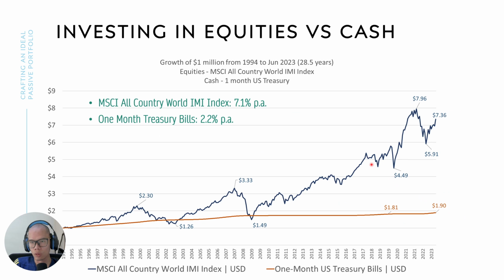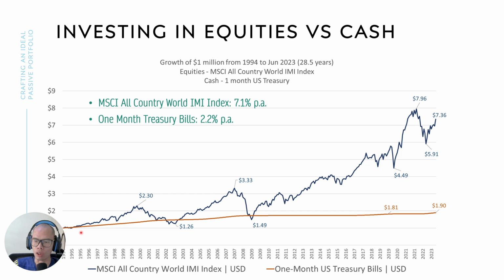Okay, so why do we invest in equities versus cash? This is a growth of wealth chart. We're taking the MSCI All Country World IMI Index, starting from the data that we have, which is since 1994 to today, June 2023. If you put $1 million in the MSCI All Country World and $1 million in 1 month US Treasury, which means very short-term Treasury bills that are almost like cash with very adequate liquidity. During this period, the compound average growth for the MSCI World IMI is 7.1% per year, and the 1 month Treasury bills is 2.2%.